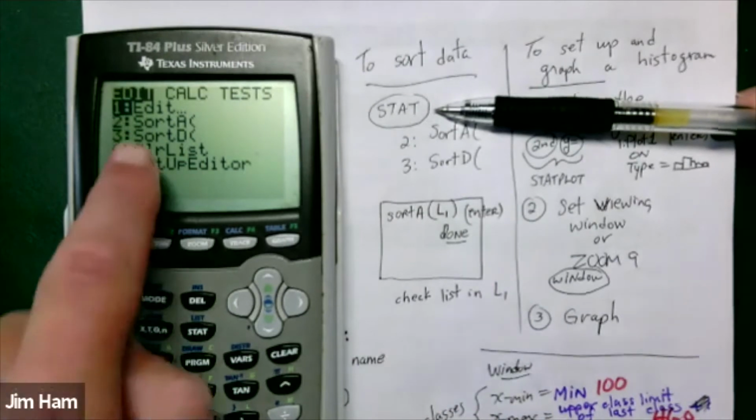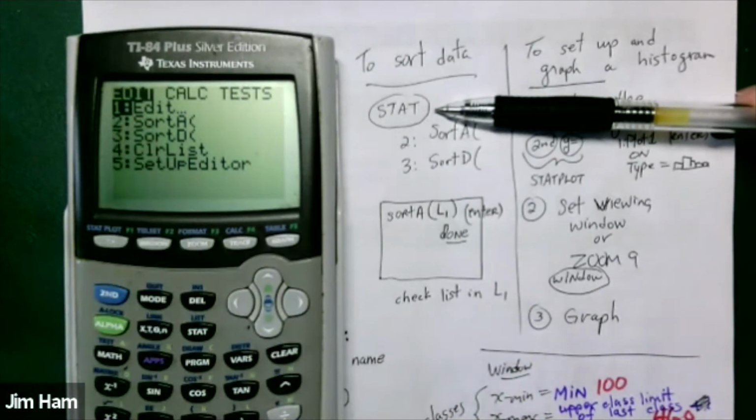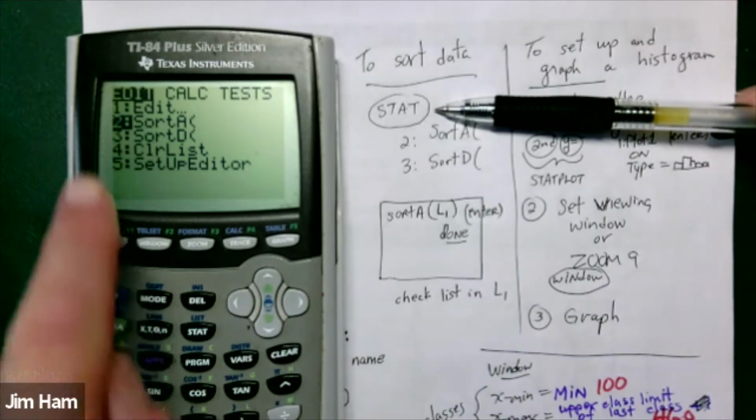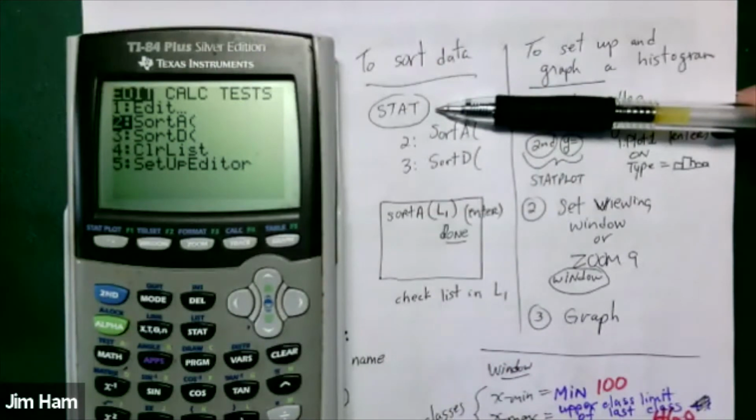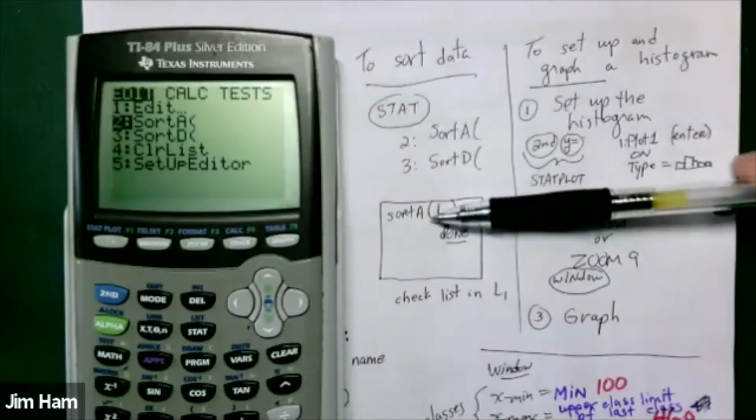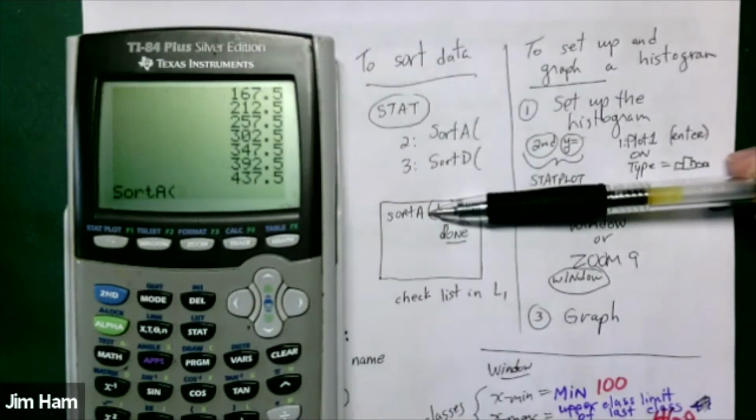And along with edit, where we enter in the data, right below that is where you're going to see the sort commands. So highlight number 2 and hit enter, or just press the number 2. And what you're going to see is sort ascending is going to go to your home screen.